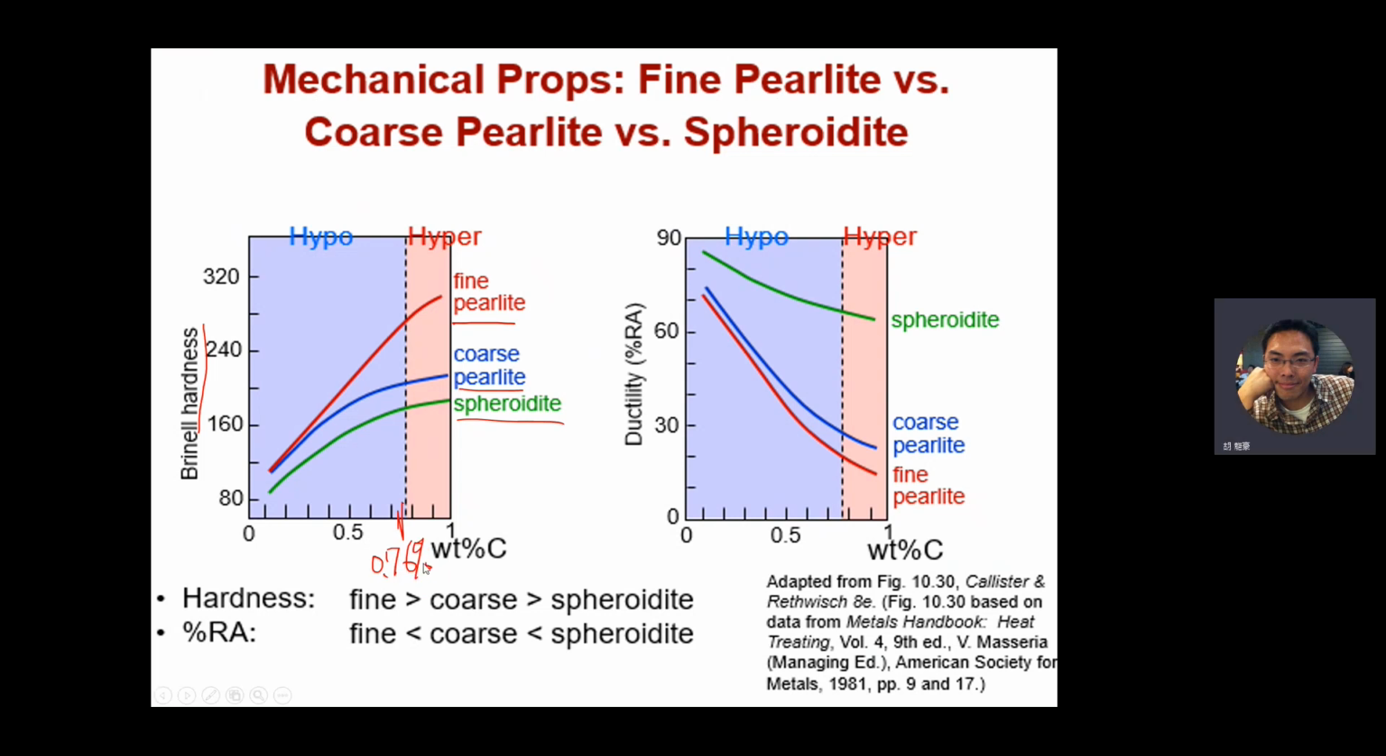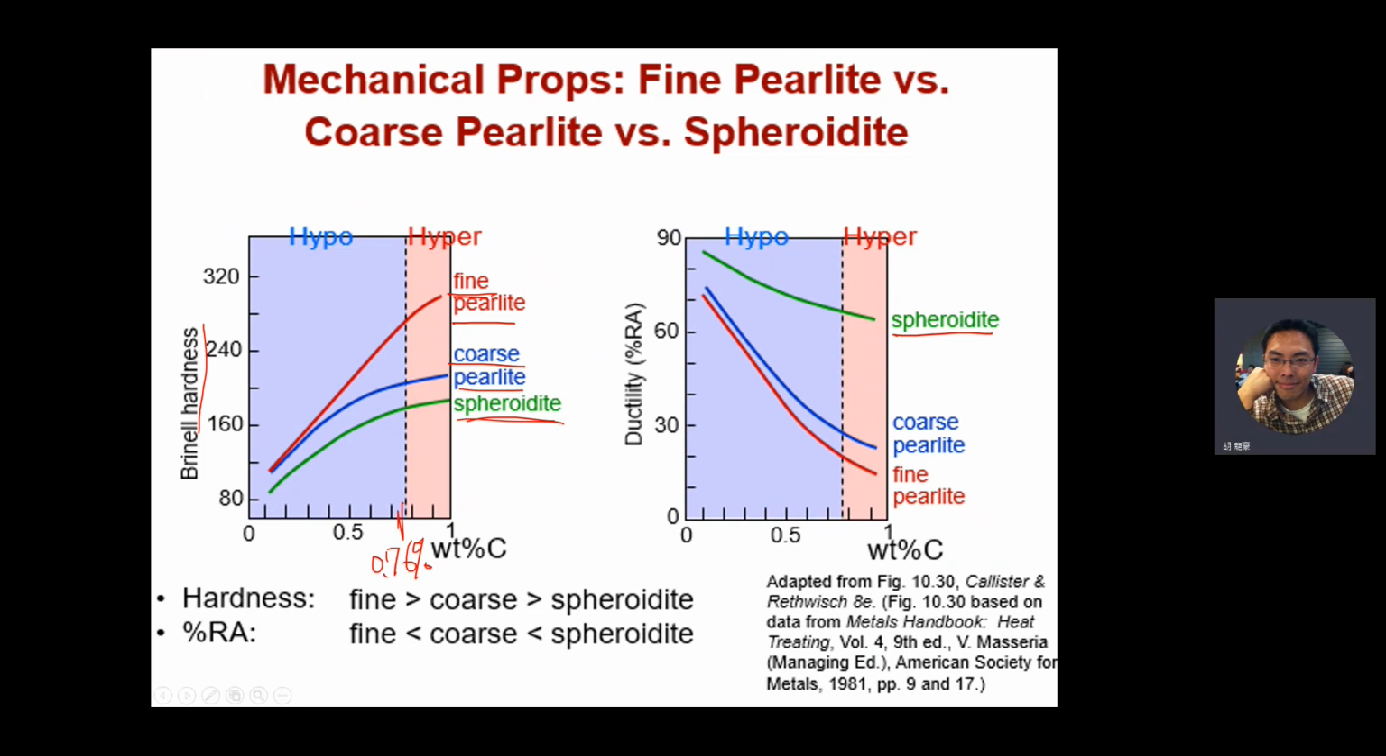The same, the hyper structure is stronger than hypo. However, the fine pearlite is stronger than the coarse pearlite, which is stronger than spheroidite. And for the ductility, the spheroidite is more ductile than coarse and fine pearlite.